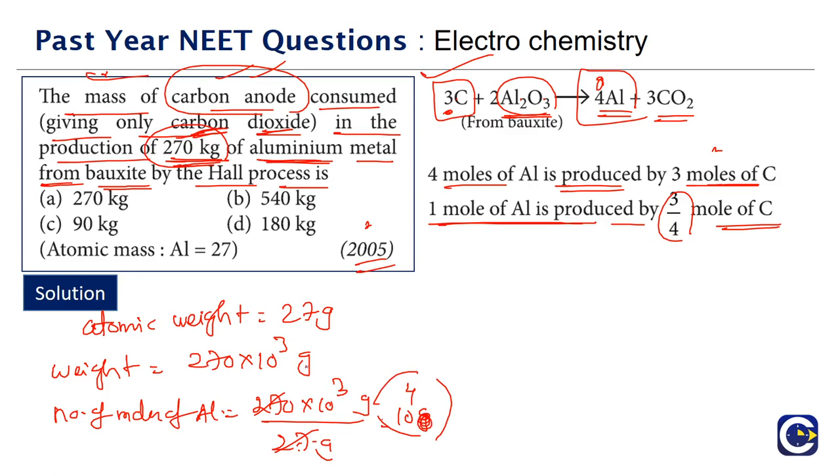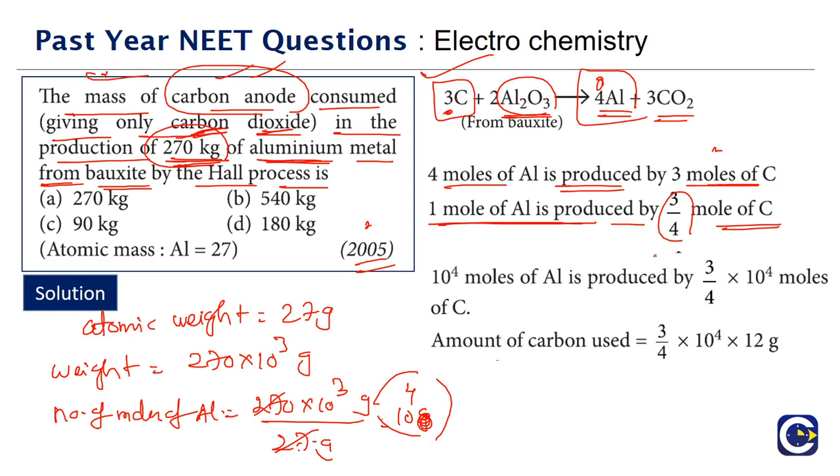All we are doing is weight by the atomic weight. For 1 mole of aluminum we will require 3 by 4 moles of carbon. Here how many moles of aluminum do we have as per the given amount? 10 power 4 moles. So for 10 power 4 moles of aluminum we simply multiply by 10 power 4 as well. 1 mole requires 3 by 4. This is more of a basic concepts of chemistry kind of question. So 10 power 4 moles of aluminum will require 3 by 4 into 10 power 4 moles of carbon.